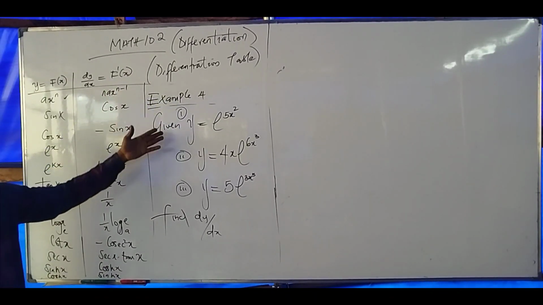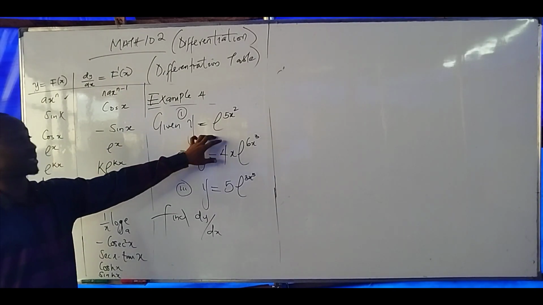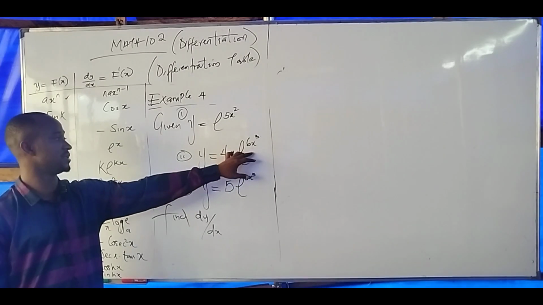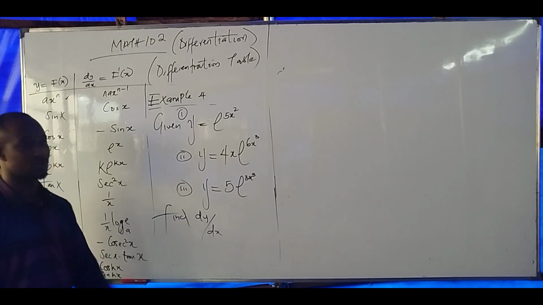Now example 4, listen. 4i, 4ii, and 4iii. We are given that y equals exponential 5x squared. Here we have 4x exponential 6x cubed. Here we have 5 exponential 3x raised to power 5. And we have to find dy/dx.